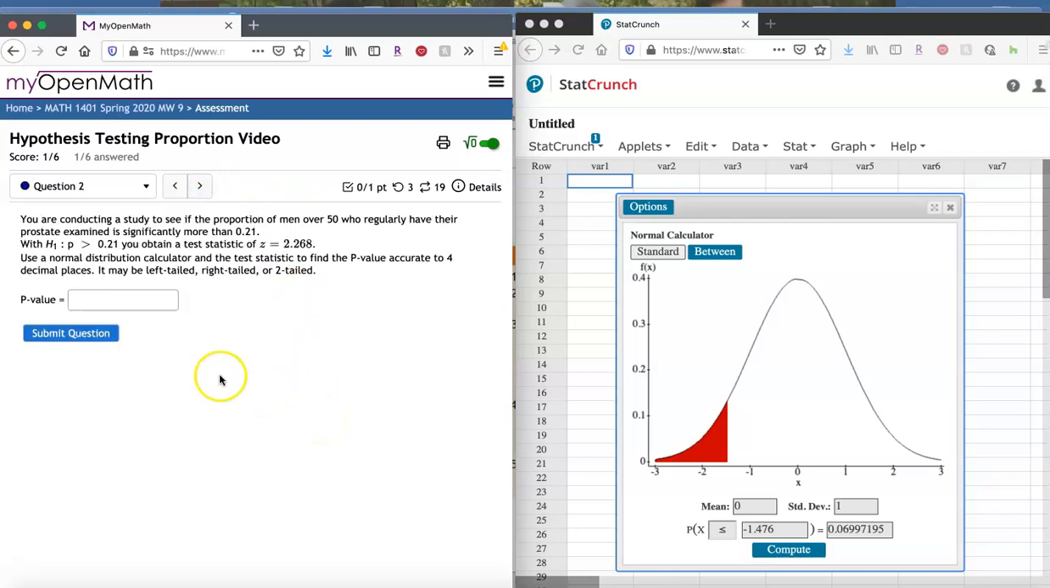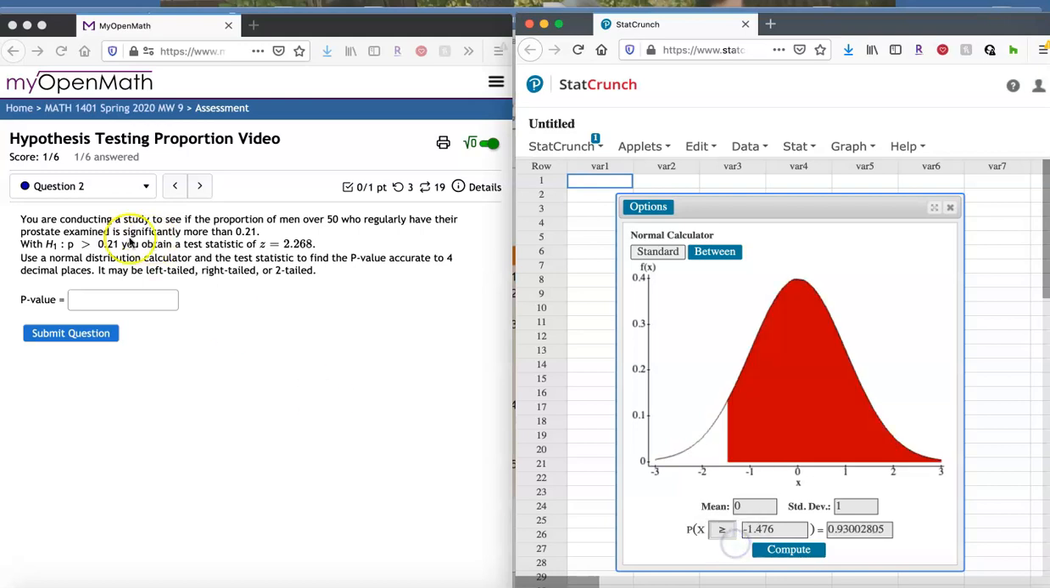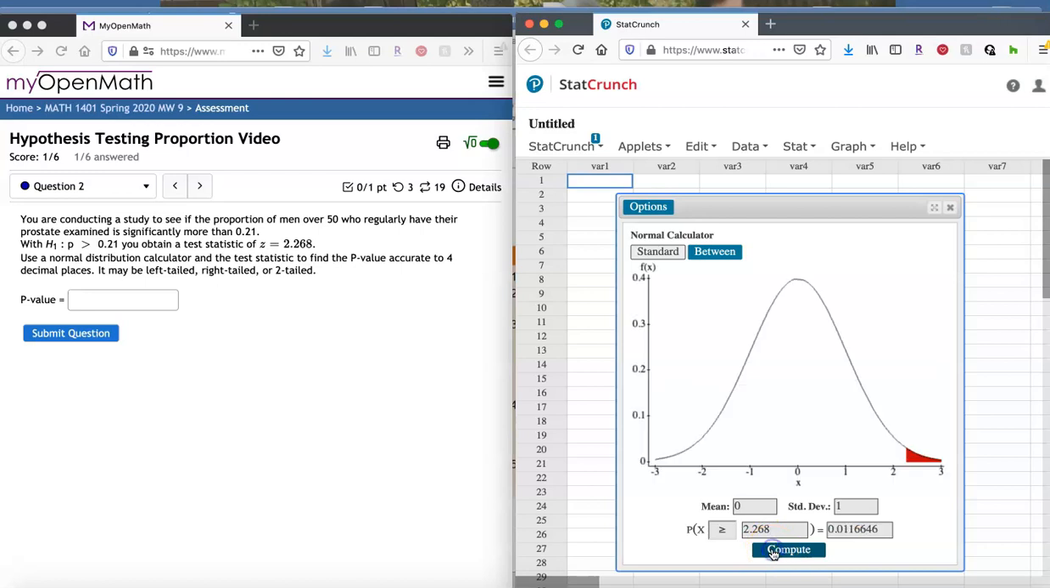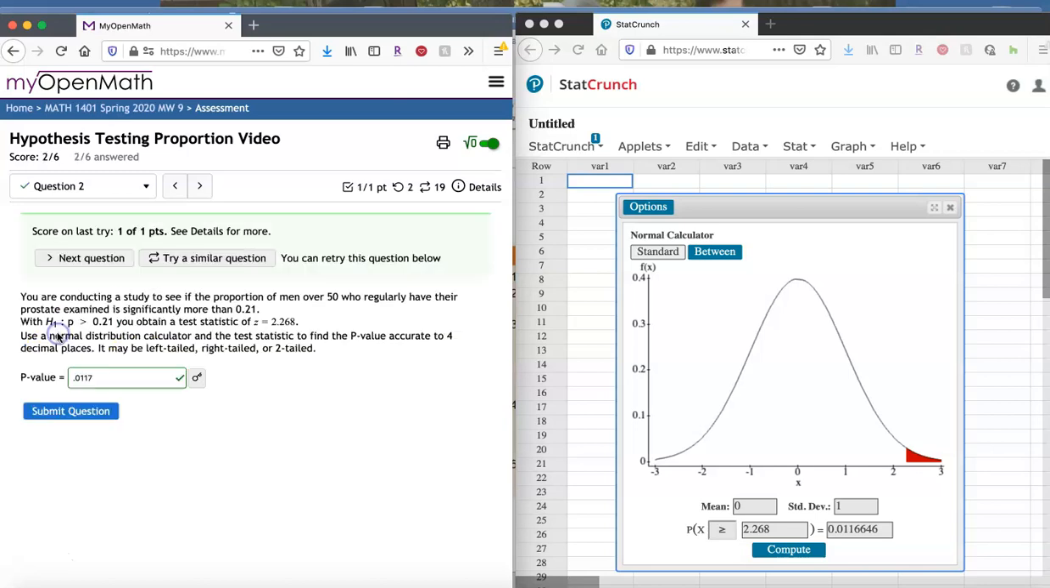Okay, same type of thing except what? This time we're doing a greater than. Okay, greater than 0.21. Our test statistic would be 2.268, and the p-value, very small p-value there, 0.011, and that would round to a 7.